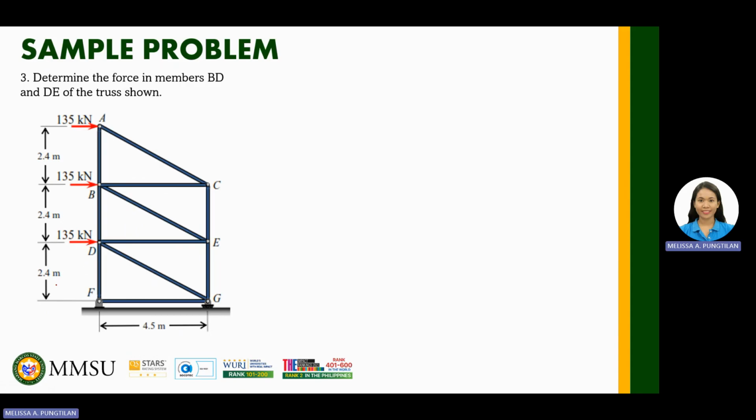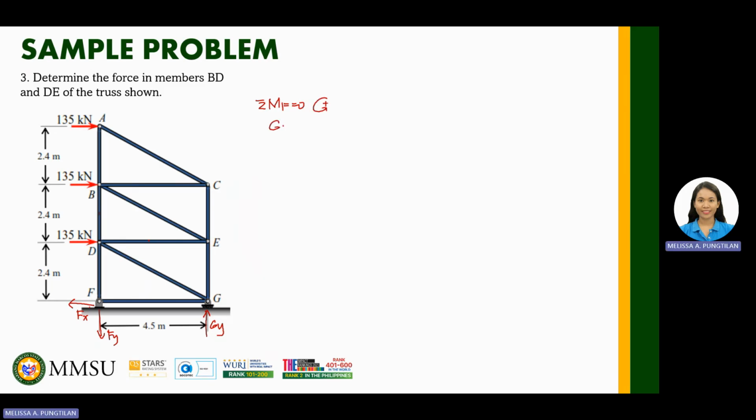Okay, so proceed na tayo sa example number 3. Determine the force in member BD and DE of the truss shown. Member BD, ito yun. And member DE. Okay, game. So determine na natin yung mga support reactions here. Okay. So, meron tayo ditong Fx, Fy, and Gy.